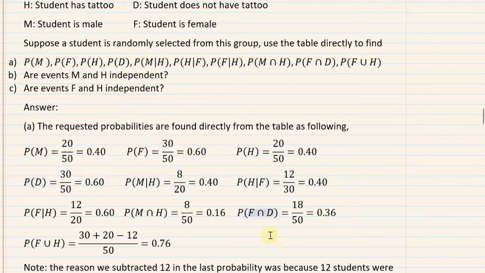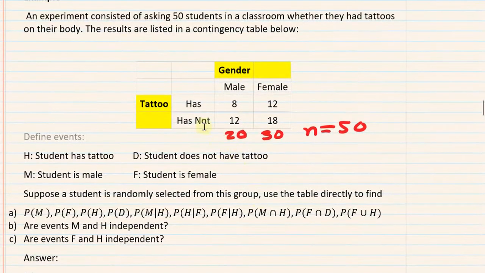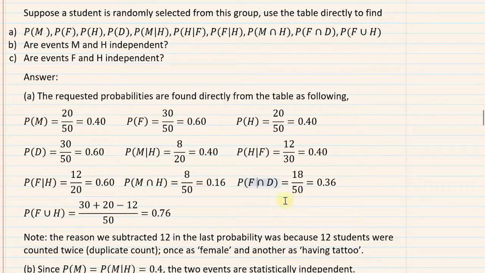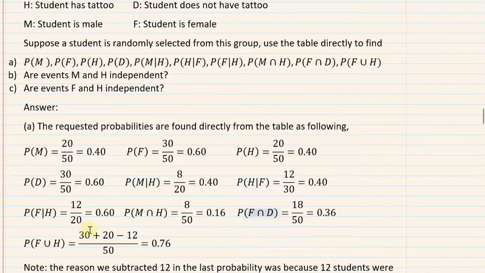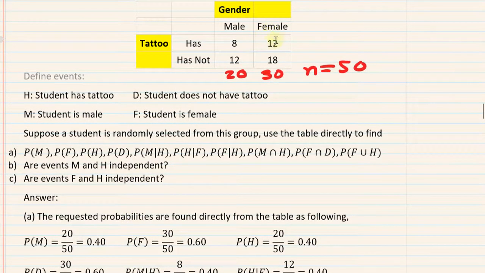This other one, female and does not have a tattoo, well, has not, and female, this looks like 18 out of 50. And finally, what is the probability of choosing a person who's female or has a tattoo? F union H. Well, in this case, we have 30 females, and we have 20 people that have tattoos, right? In this row, 20 have it, and there are 30 females. Now note, these 12 people are female having a tattoo. We're counting these people twice, once in the row total of 20, once in the column total of 30.